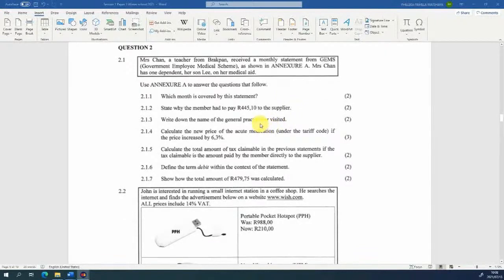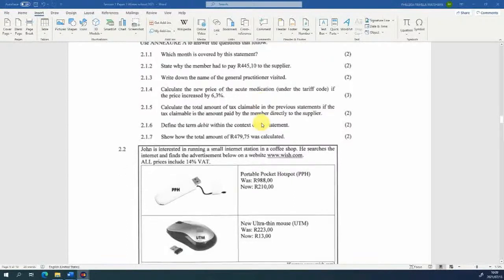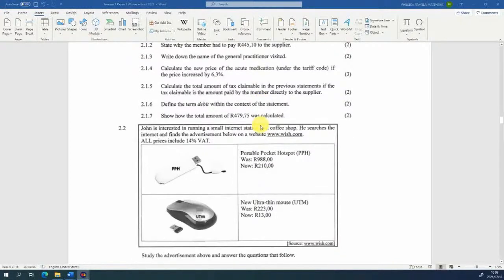Number 2.1.2, state why the member had to pay 445.10 to the supplier. The supplier here is the skin. He supplies the medicine for the patient. Supplier referred to the skin in this case. 2.1.3, write down the name of the general practitioner that was visited. Quite straightforward.